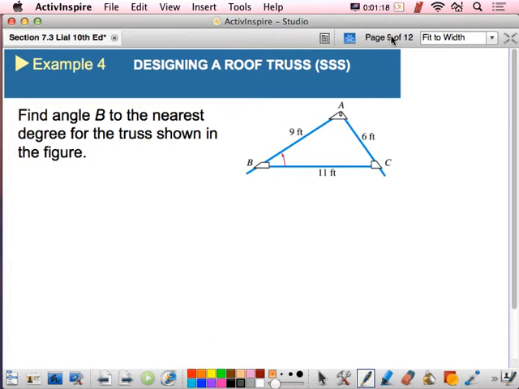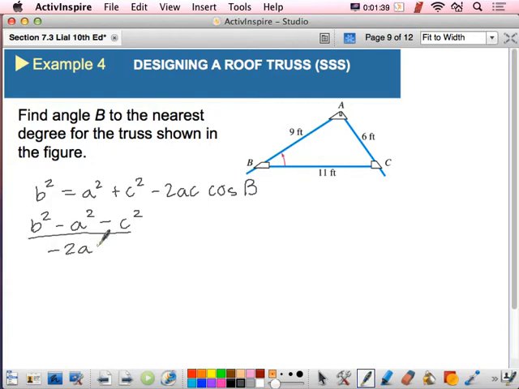So we can find cosine of B by rearranging the formula. B squared equals A squared plus C squared minus 2AC cosine of capital B. So we'll go ahead and rearrange that. We'll have B squared minus A squared minus C squared, and then we will have to divide it by negative 2AC, and that will equal cosine of capital B. Then we will just substitute into that formula and inverse cosine it, and we will have angle B.